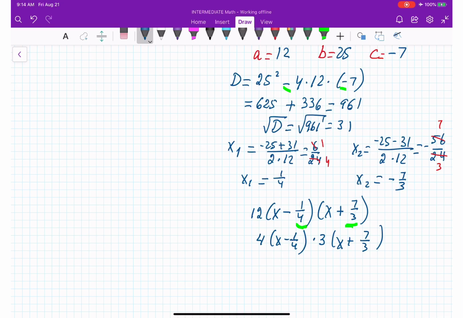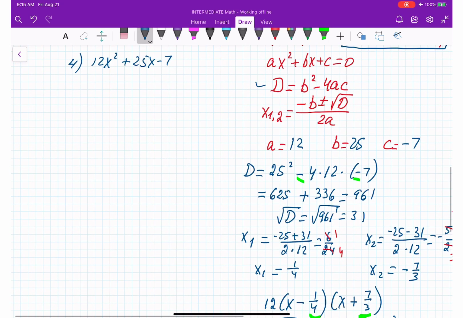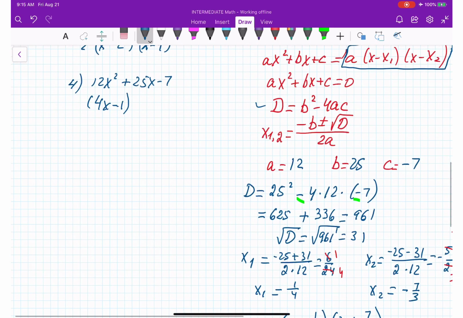So, if I start distributing the first one, I will get 4x minus 1. And for the second one, I will get times 3x plus 7. Neat. Okay, so, and I move the answer here. It's going to be 4x minus 1, and we got 3x plus 7. All right. Next one.